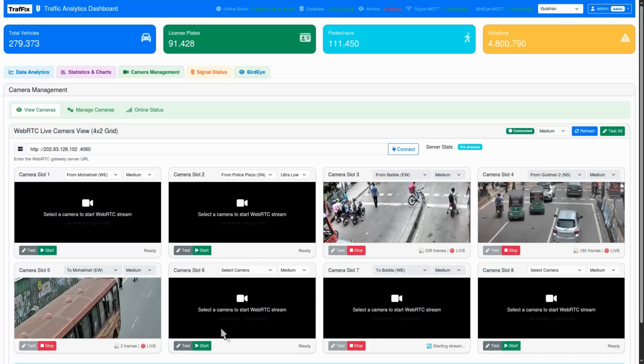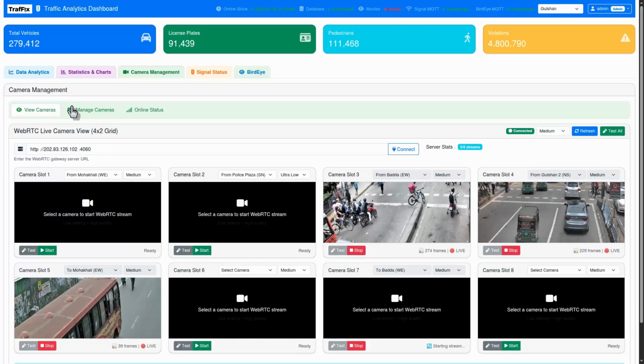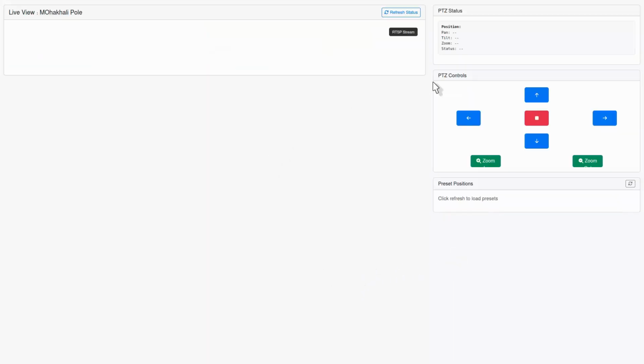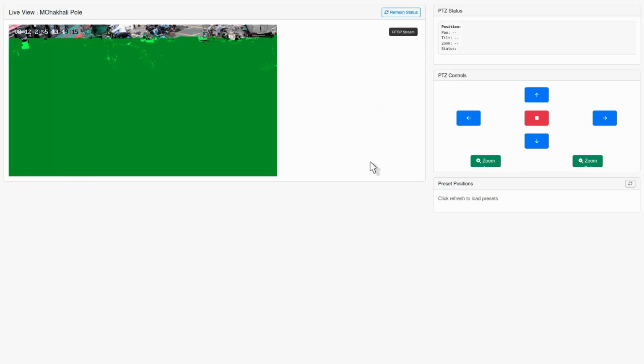Due to using the WebRTC protocol, we have ultra low latency streaming. We can also control the cameras from the dashboard, and if a camera has PTZ capabilities, we can control the PTZ capabilities as well.